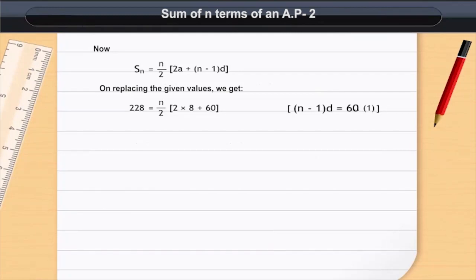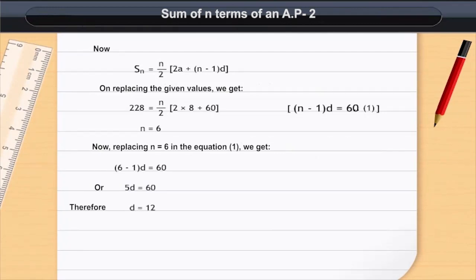Now, replacing n is equal to 6 in equation 1, we get (6 minus 1)d is equal to 60, or 5d is equal to 60. Therefore, d is equal to 12. Hence, the values of d and n are 12 and 6.